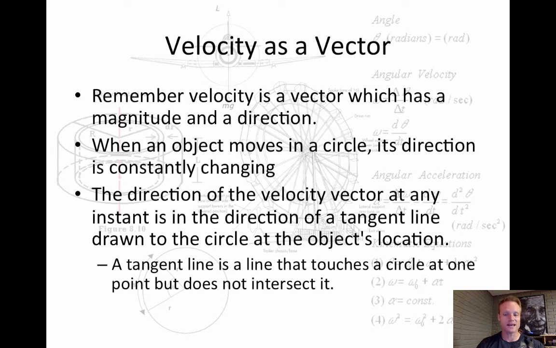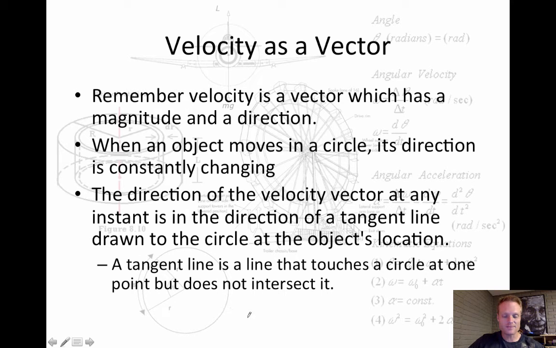The direction of the velocity vector at any instant is in the direction of a tangent line drawn to the circle at the object's location. Okay? And you may say, well, what the heck is a tangent line? A tangent line is a line that basically touches a circle at one point but does not intersect it. Okay, so maybe a picture would help us understand this.